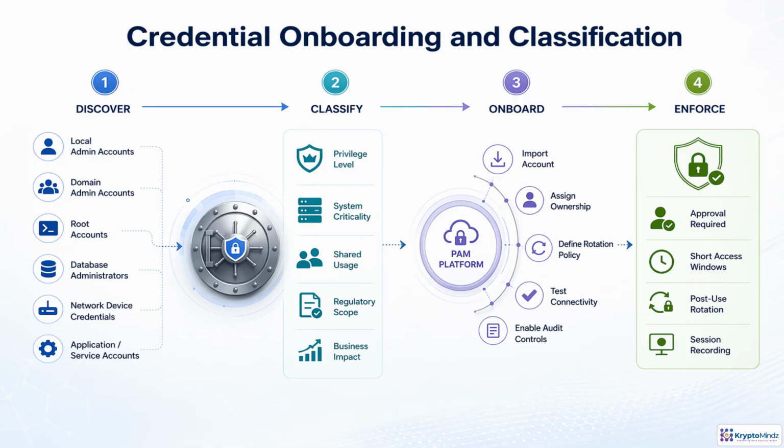Credential vaulting starts with discovery. First, identify every privileged account that could create risk. Domain admins, local admins, Linux root, database administrators, network devices, and service accounts. Then classify each credential by power, system criticality, shared use, and regulatory impact. Onboarding is where control becomes real. Import the account, assign an owner, set rotation rules, test connectivity, and enable auditing. The highest risk credentials get stronger enforcement, such as approvals, short access windows, session recording, and rotation immediately after use.